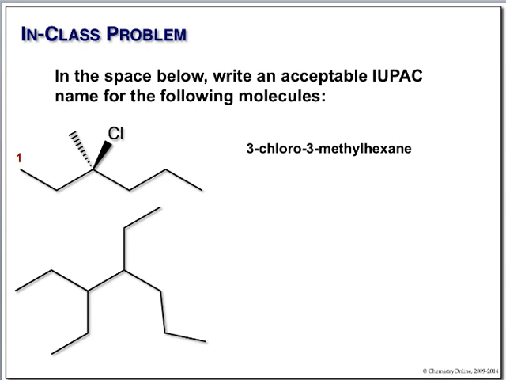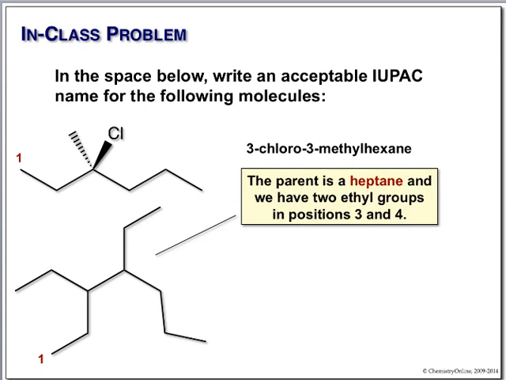We need to find our longest chain. I think if we start down here, we could do 1, 2, 3, 4, 5, 6. 1, 2, 3, 4, 5, 6, 7. That sounds better. So that's going to be a heptane. And we're simply going to have an ethyl group here and an ethyl up there. Those are positions 3 and 4. And so our name is simply 3,4-diethyl heptane.